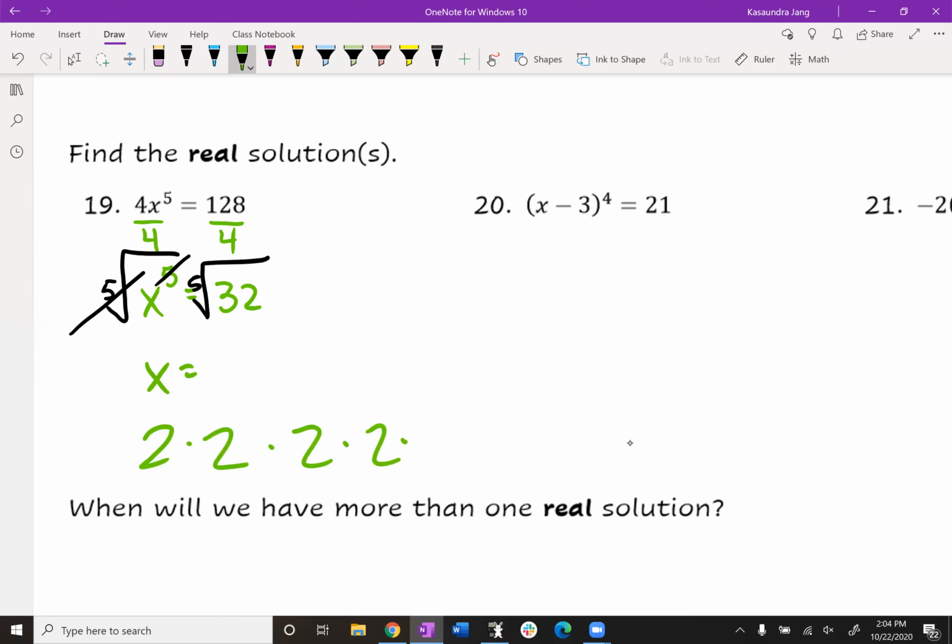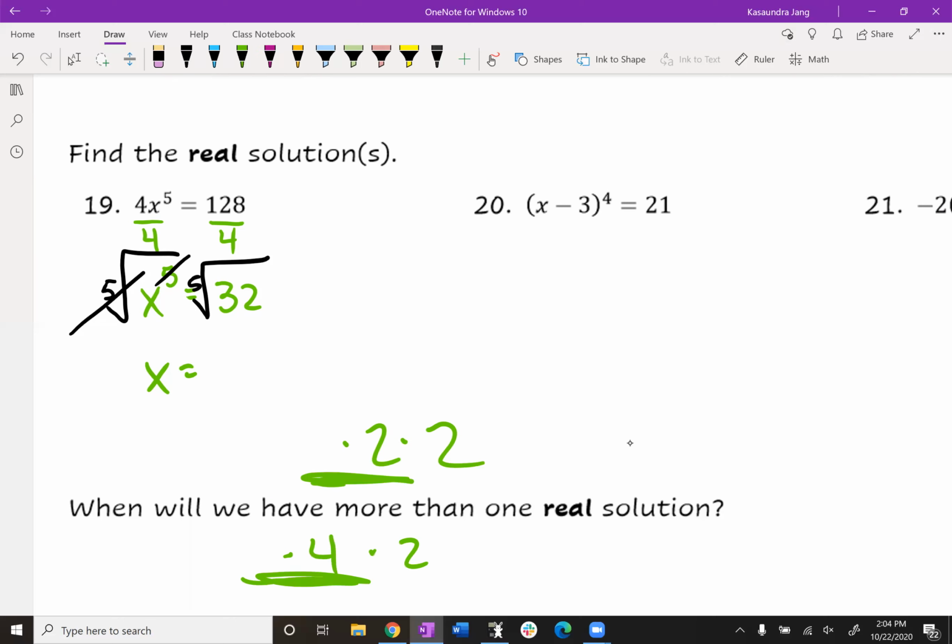I had 5 of those guys. There's a 2 times 2 is 4, another 4, and then you've got that other 2 there. 4 times 4 is 16 times 2 is 32. That works. That was a 2.